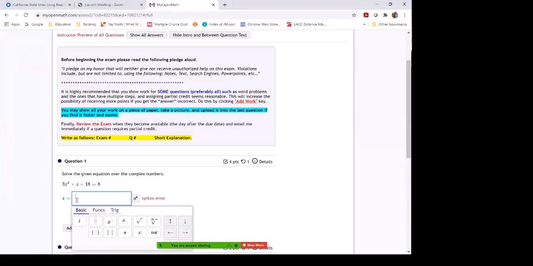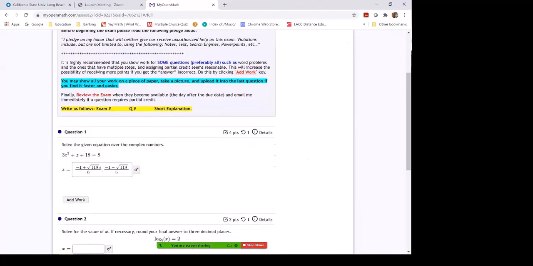So -1 plus square root of 119. The i goes outside, divided by, I believe it was 6. Double check that. And I'm going to put a comma. And my second answer is -1 minus square root of 119 over 6.